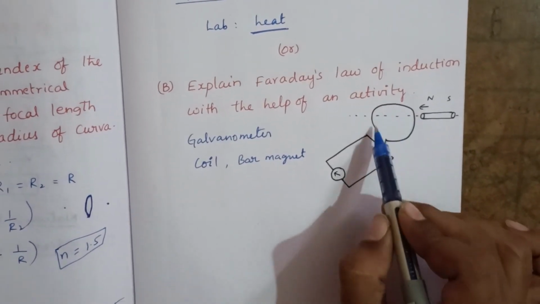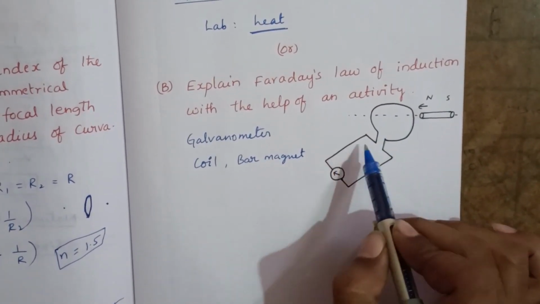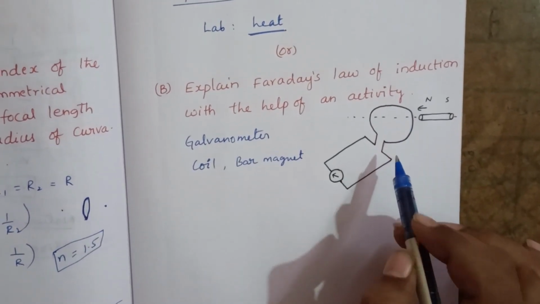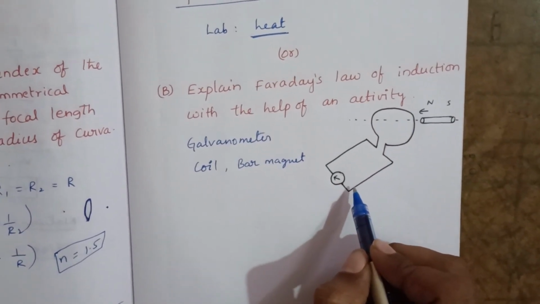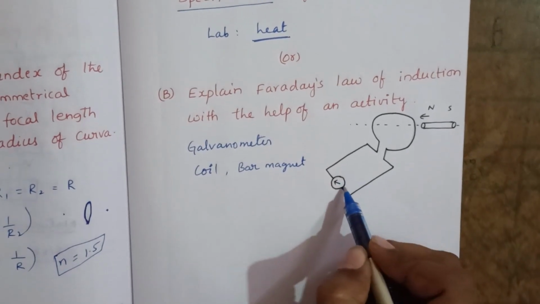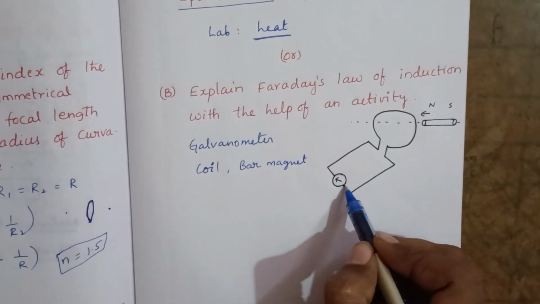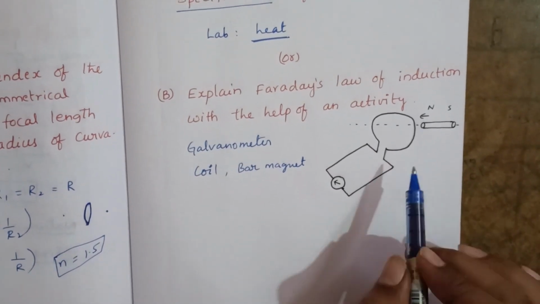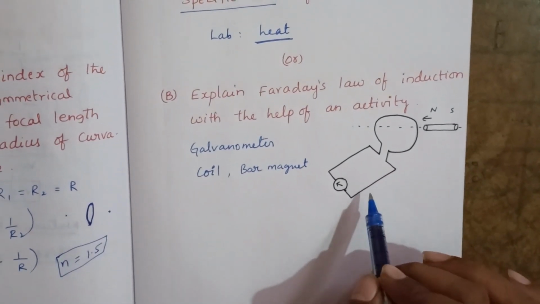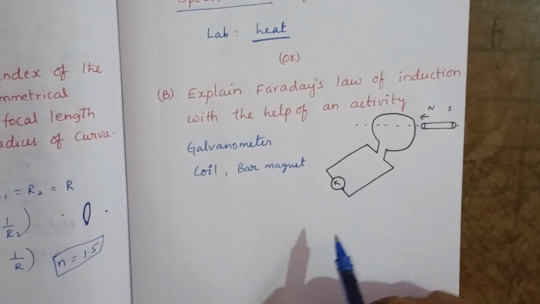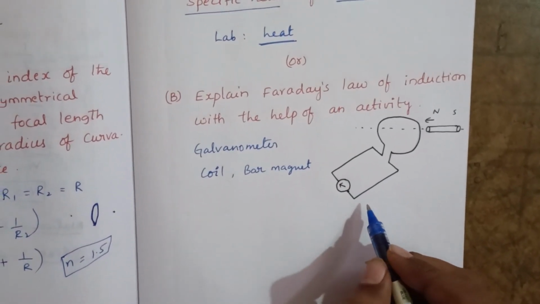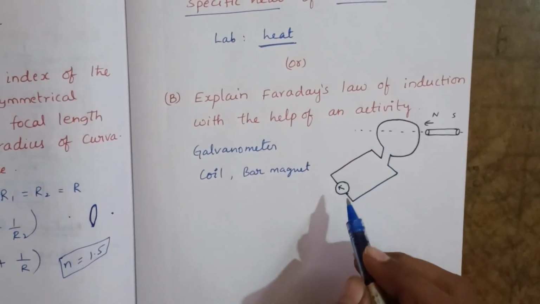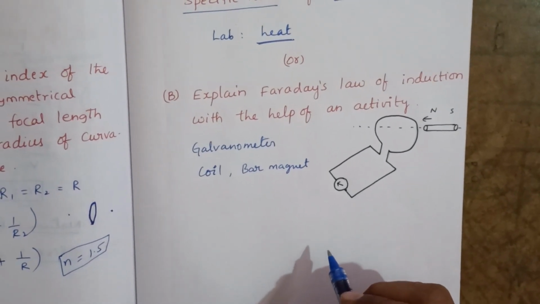This is a coil, means a wire. Ends of the coil are connected to the galvanometer. Nothing else is there, no source, no battery. Only the coil we have taken. Connect the terminals of the coil to the galvanometer.